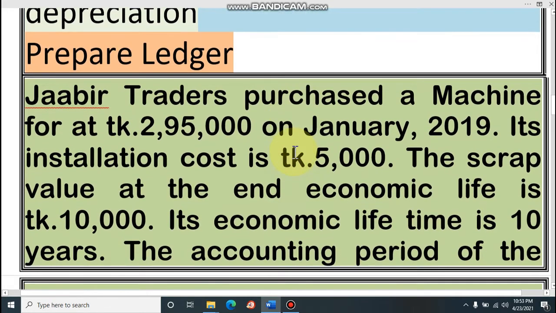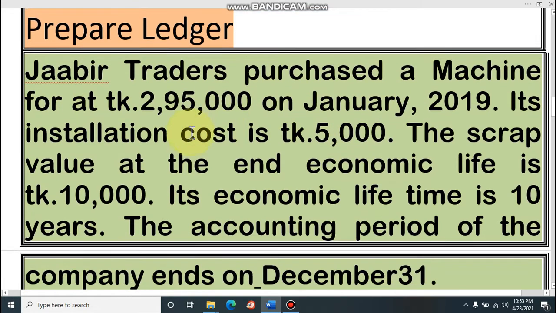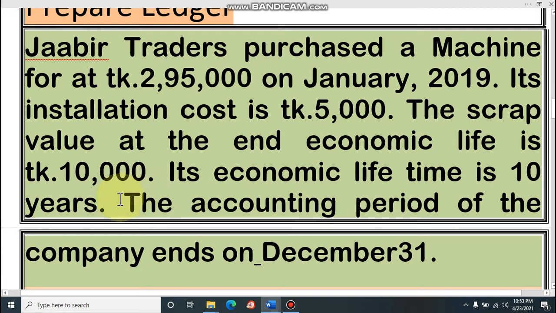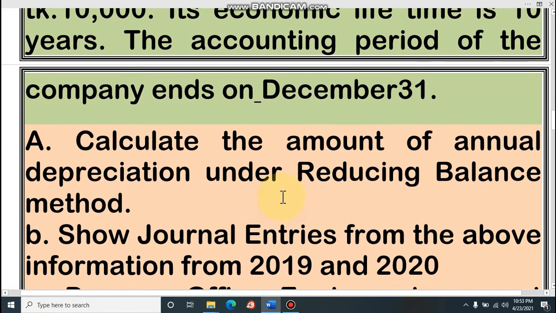Dear student, let's take a practical problem. This is a math from Javid Traders. They purchased a machine for Taka 2,95,000 in January 2019 and its installation cost is Taka 5,000. The scrap value at the end of economic life is 10,000, its economic lifetime is 10 years, and the accounting period closes at the end of 31st December. From this math we have to calculate the amount of annual depreciation.